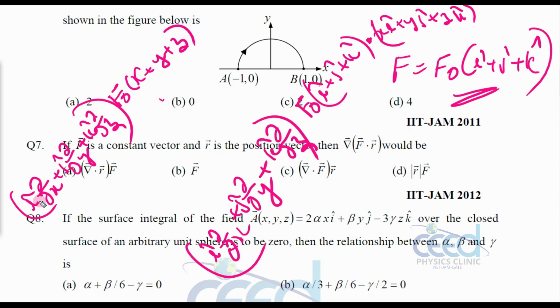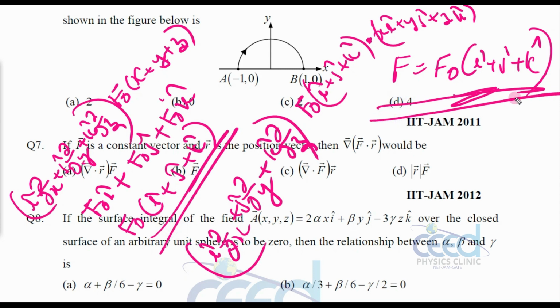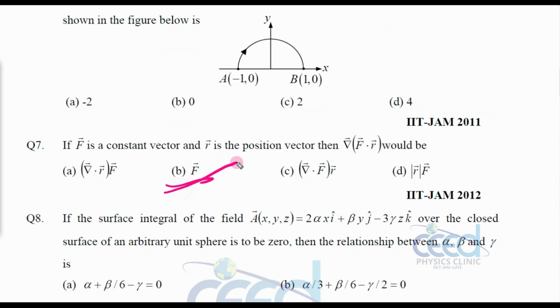Now if I multiply this in here, the differential of x is 1. So what I have is f0 i cap, plus f0 with respect to y, ∂/∂y of y is equal to 1, so f0 j cap, plus z on differentiation gives f0 k cap. That is equal to f0 into i cap plus j cap plus k cap. So we started with a constant vector f is equal to f0 (i cap plus j cap plus k cap), and we end with the same vector. So div of (f dot r) is equal to f itself. So the answer is f. We got the same vector.